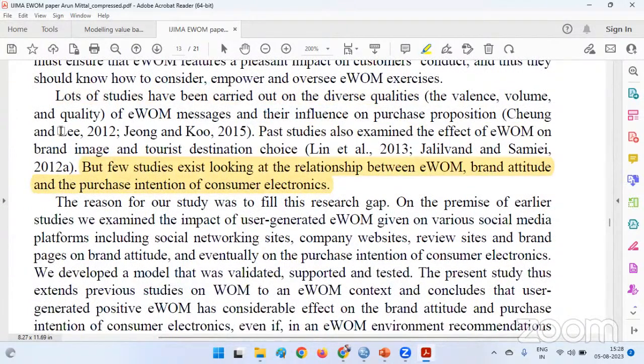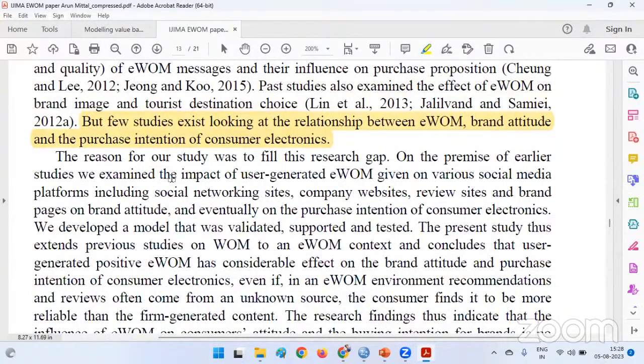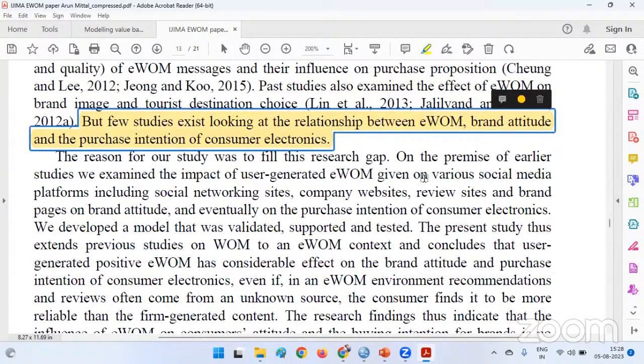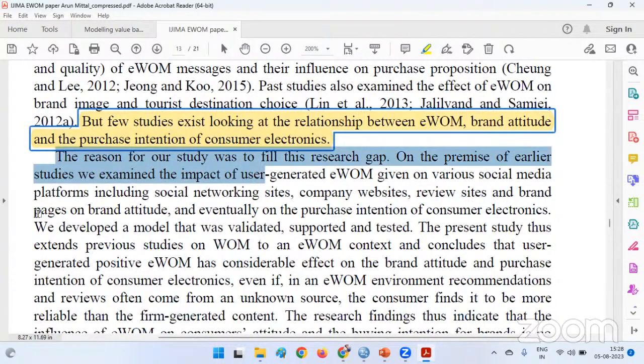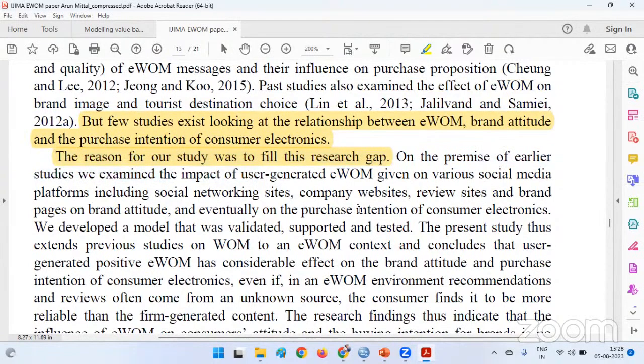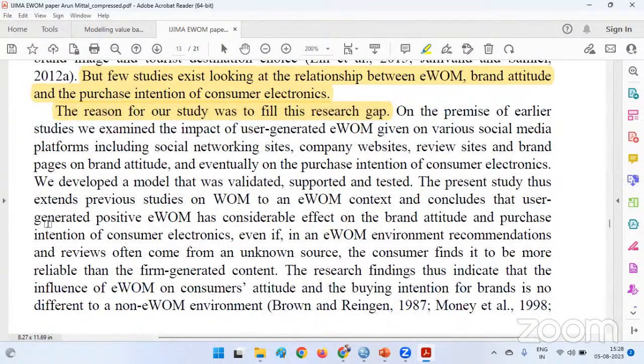So the present study extends previous studies on EWOM and EWOM context that conclude that user-generated positive EWOM has a considerable effect on brand attitude and purchase intention. Even in an EWOM environment, recommendations and reviews often come from unknown sources, yet the consumer finds them to be more reliable than firm-generated content.